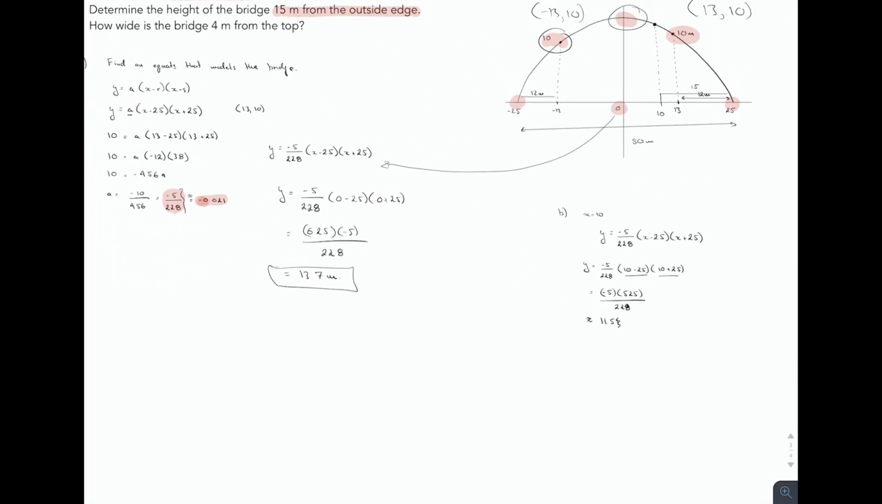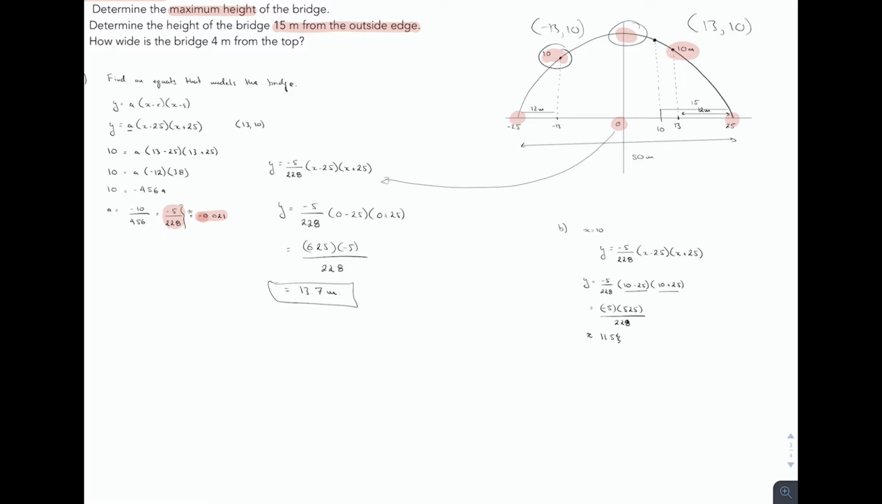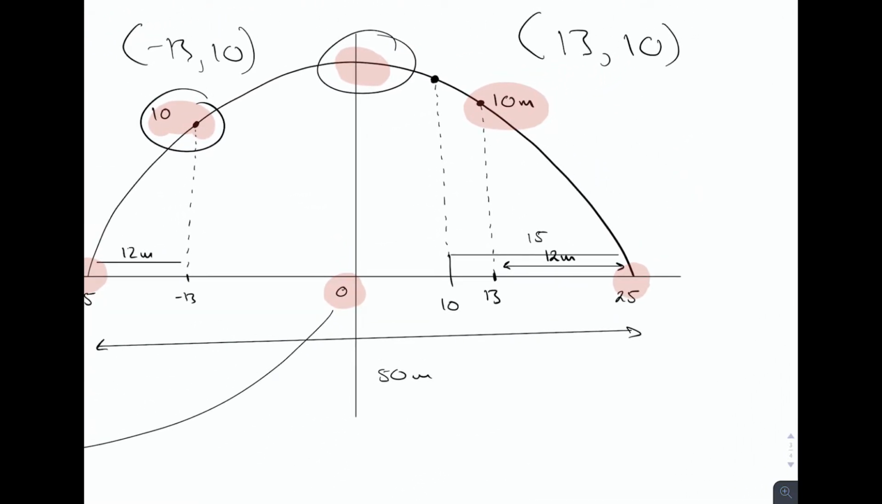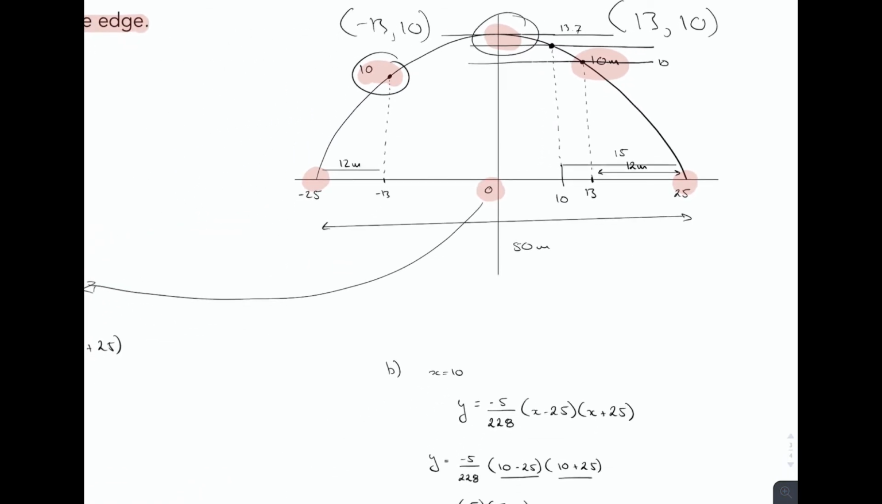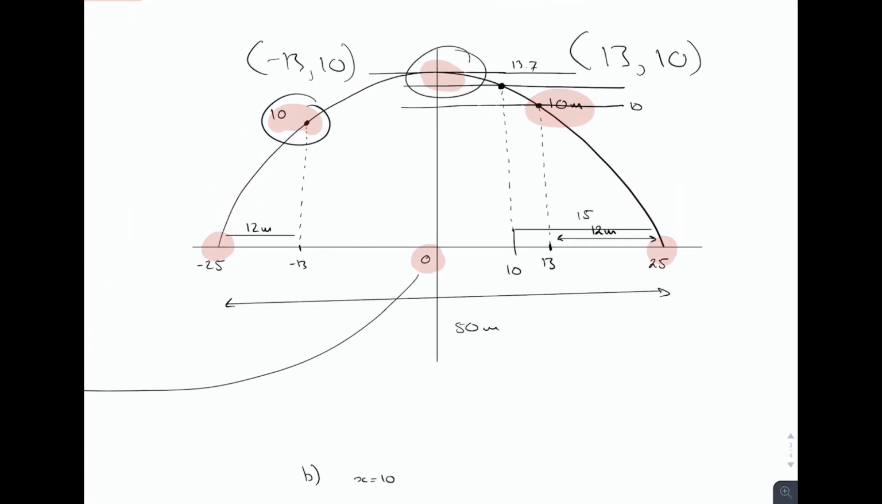And that is a reasonable answer, because again, if I look at my bridge here, this is a height of 10. We know the max is going to be at a height of 13.7. This is 10. And this point here, what do we say? 11.5. Which again is a nice, reasonable number right in between those two ends there.